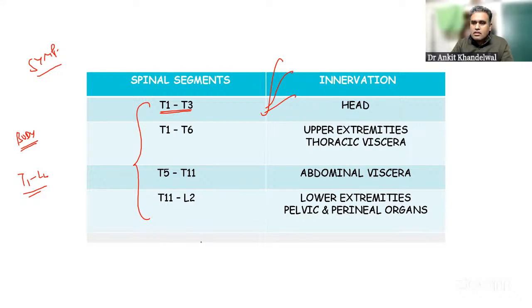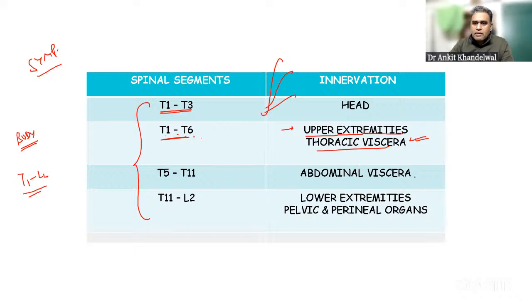Okay, they will supply the head and neck. And this T1 to T6 will also go to the upper limb, upper extremity. Remember, C5 to T1, T1 over here. And this part, T2, T3, T4, T5, T6, they will go to the thoracic viscera, heart and lungs. So the cardiac plexus and pulmonary plexus come from here.